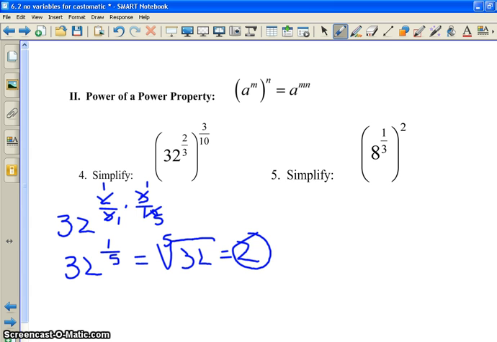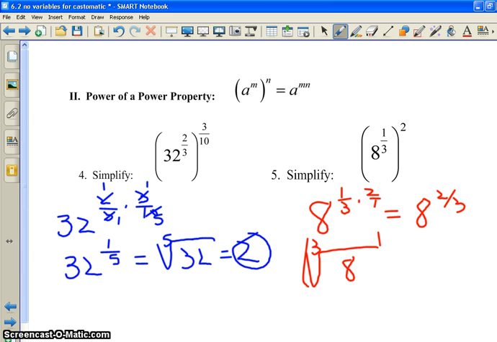Now we're going to do the same thing with 8 to the 1/3 all raised to 2. So we're going to take 8 to the 1/3 times 2 over 1, or get 8 to the 2/3. Writing that in radical form, we would have the 3rd root, or the cubed root, of 8 all to the 2nd power, and the cubed root of 8 is 2. So 2 to the 2nd power is 4.